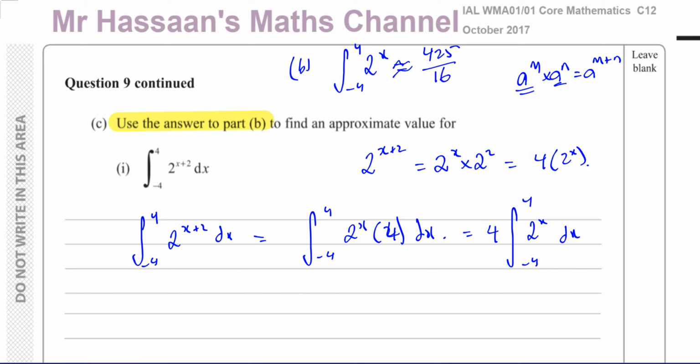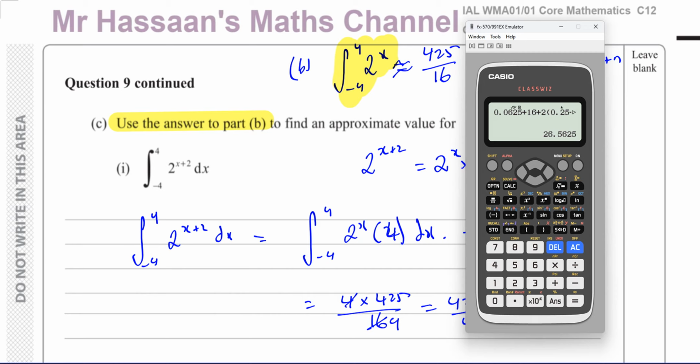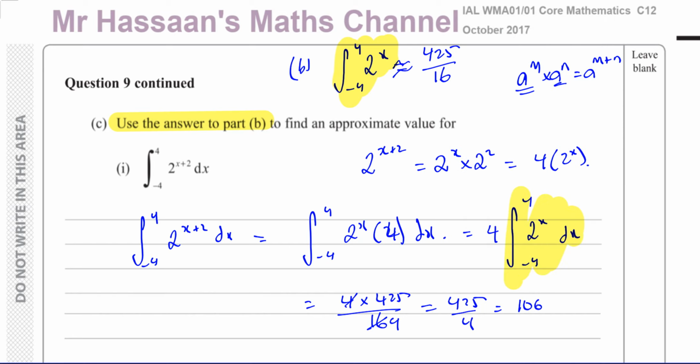So now this is exactly what we have there. This is now the same as that. So I can simply replace this with 425 over 16. So this is 4 times 425 over 16. And that will give us our answer. So it's 425 over 4, which we can round if we want to. 425 divided by 4 gives us 106.25. So we can write it like that, 106.25.